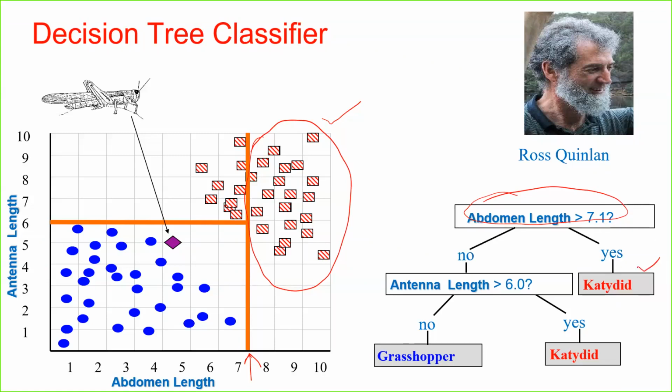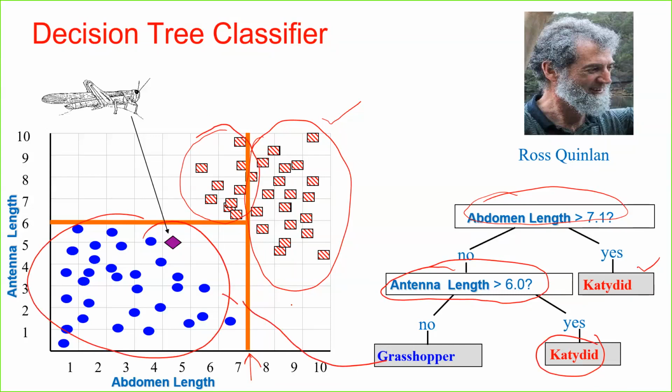If it is less than 7.1, there is still some confusion. You cannot say it is directly grasshopper because there are a few instances that belong to katydid as well. So you need to take another decision, on another attribute, which is the antenna length. If the antenna length is greater than 6.0, then you classify it as a katydid. Otherwise, you classify it as a grasshopper. So it is taking a sequence of decisions on the attribute values to make a classification. These decisions are organized in a tree-like fashion. We call that a decision tree.